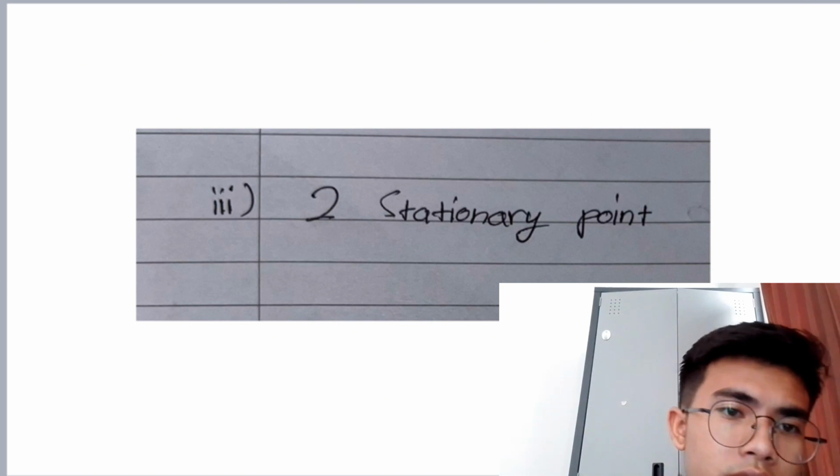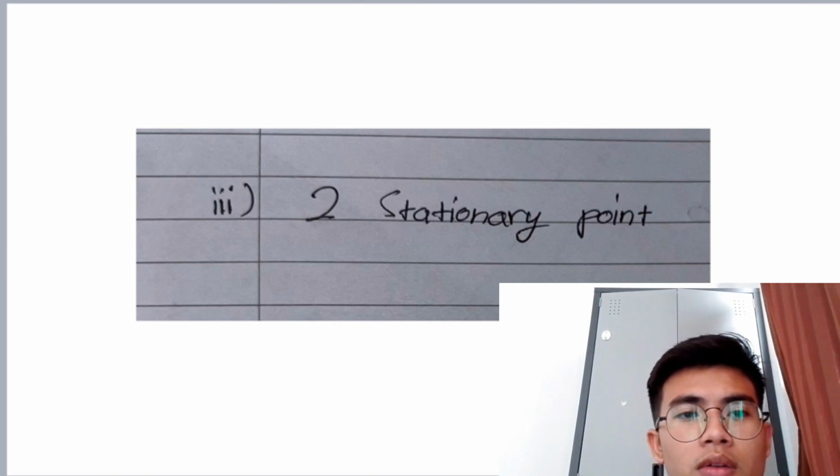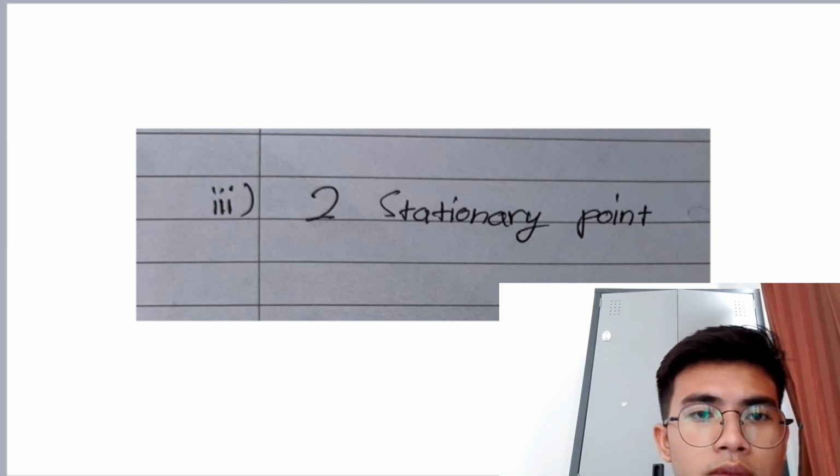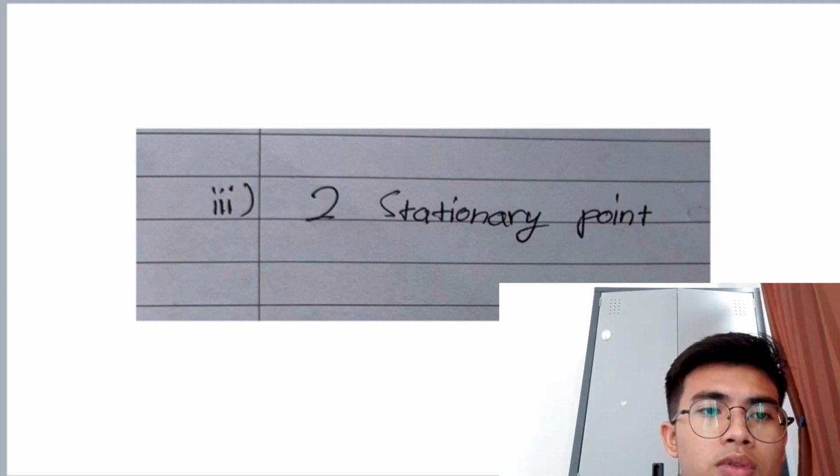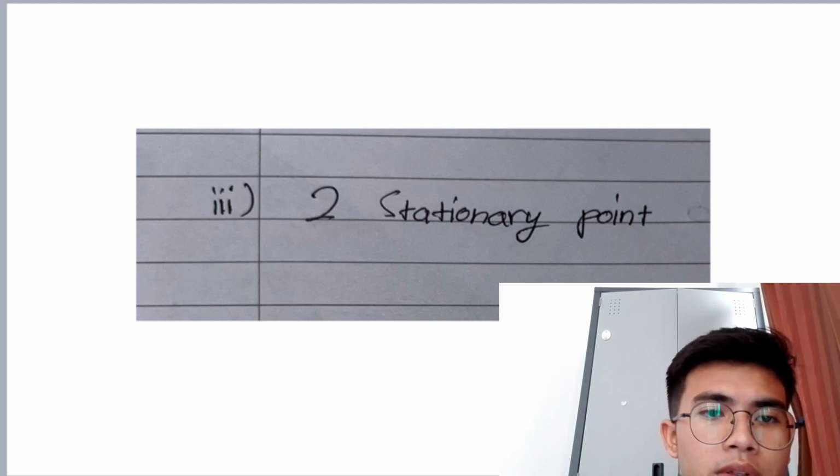Question 3, how many stationary points does the graph have? After we solve the question from D2, we got that the number of stationary points is 2.